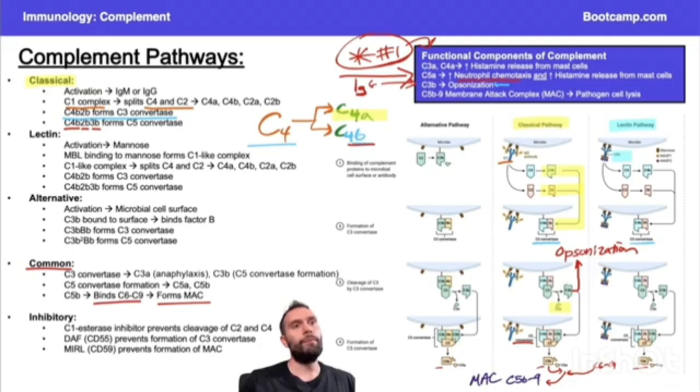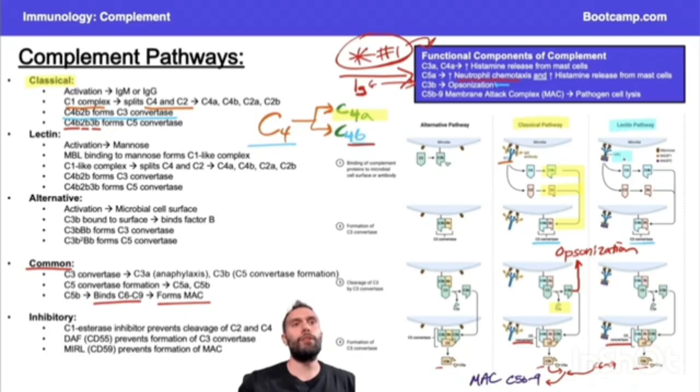And then C3b can either go on to do opsonization or can go into this next step to form the C5 convertase. C5 convertase, it says what it does in the name. It converts C5, right, to C5b and C5a. C5b can combine with C6 through C9 to form the membrane attack complex. Go right back down the common pathway. So the only difference between the classical pathway and the lectin pathway is the first step.